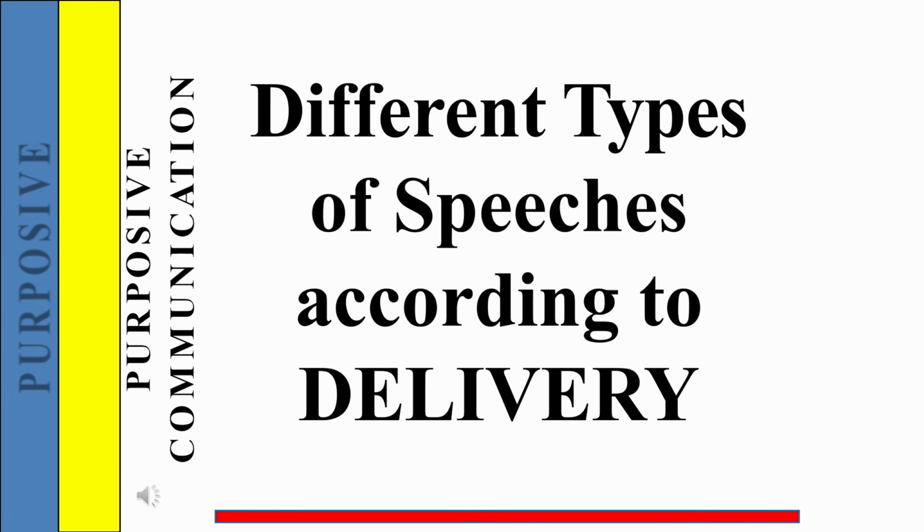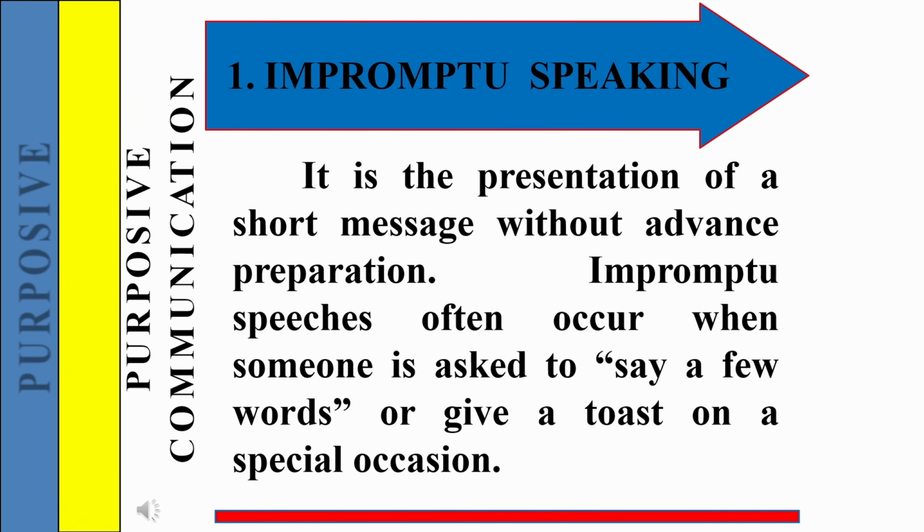Different types of speeches according to delivery. Chapter 1. Impromptu speaking. It is the presentation of a short message without advance preparation. Impromptu speeches often occur when someone is asked to say a few words or give a toast on a special occasion.